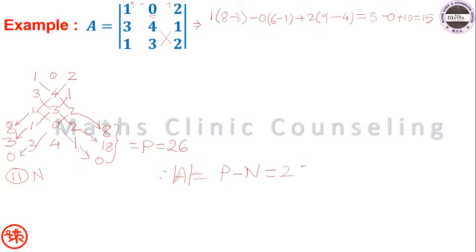So that is 26 minus 11, which is equal to 15. What was the value we determined earlier? 15. So there are two methods of solving the determinant. This is one.